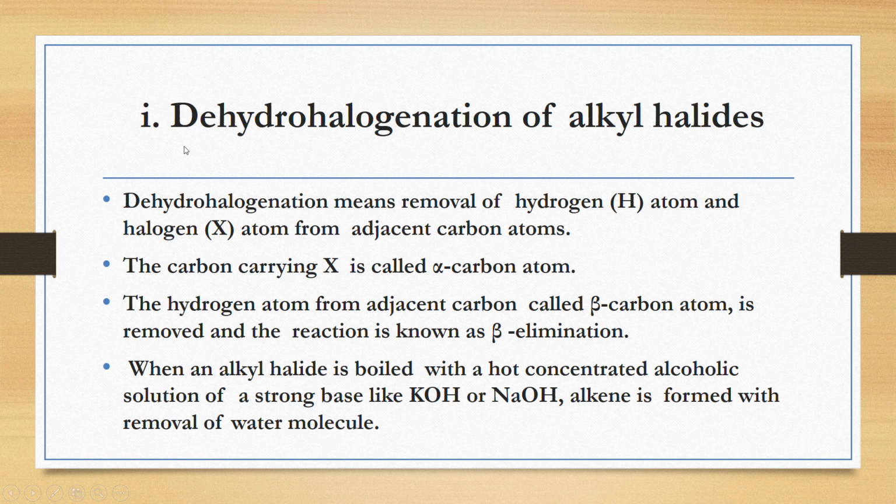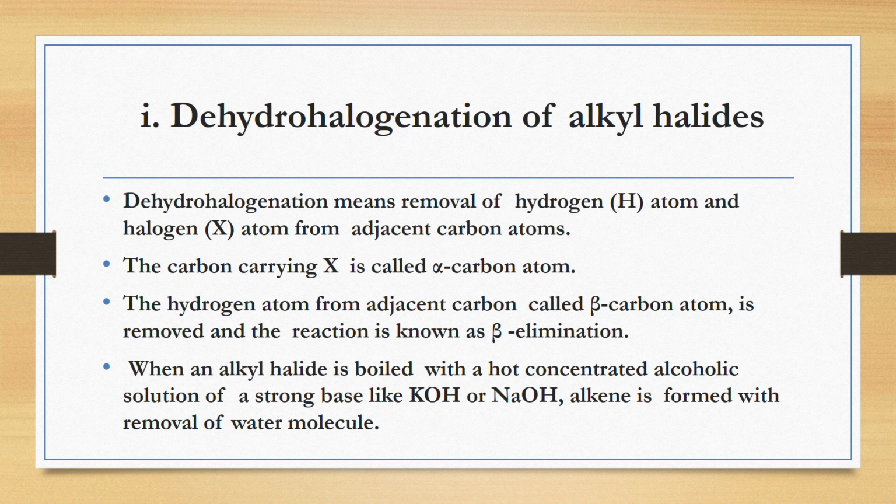The very first method of preparation through 1,2 elimination is dehydrohalogenation of alkyl halides. Dehydrohalogenation means removal of hydrogen atom and halogen atom from adjacent carbon atoms. The carbon carrying halogen X is called alpha carbon atom. The hydrogen atom from adjacent carbon, called beta carbon atom, is removed and the reaction is known as beta elimination reaction.